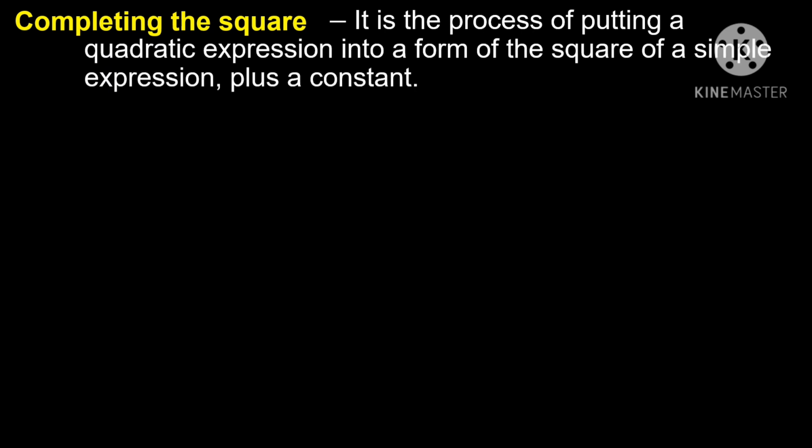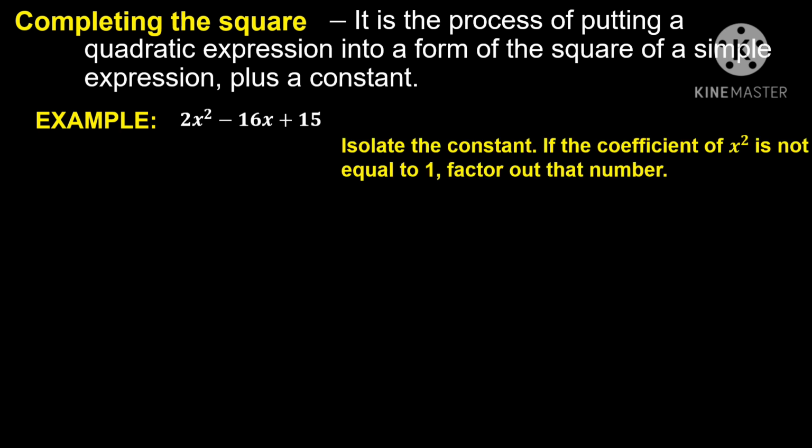Before we discuss the process of transforming the general form of quadratic function into the standard or vertex form, let us first recall the concept of completing the square. Completing the square is the process of putting a quadratic expression into the form of the square of a simple expression plus a constant. For example, if we have 2x squared minus 16x plus 15, we have to isolate the constant.